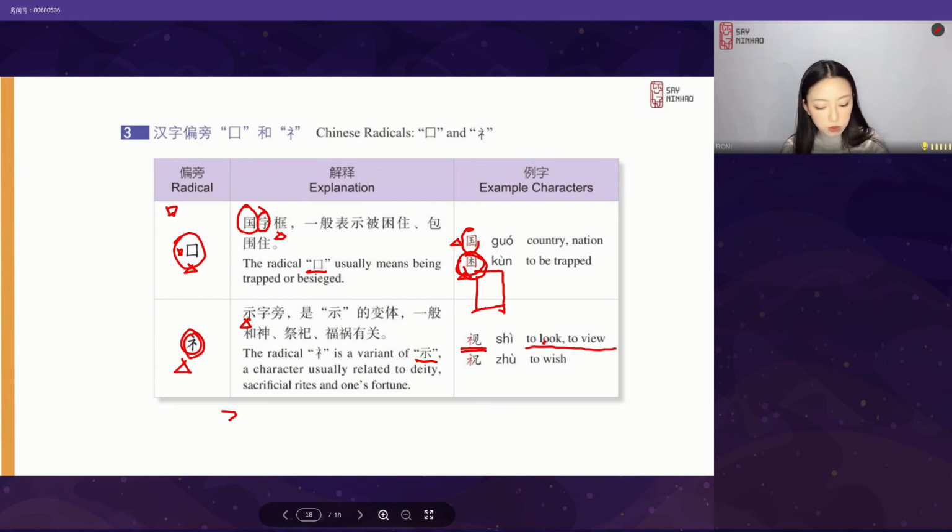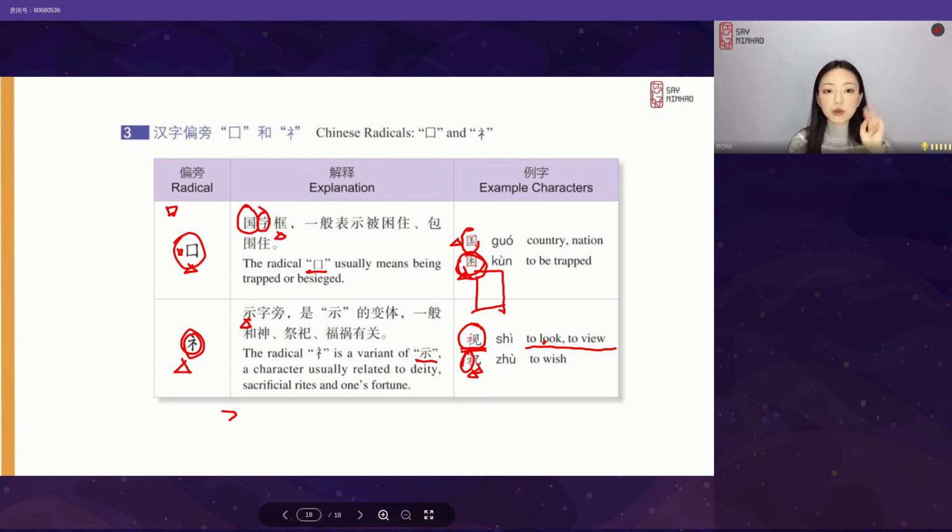Please pay attention to this word. We might come across it in the next lesson, okay? 视, to look, to view. Next one is 祝, to wish. And in ancient time, this action of wishing for something was conducted by the witches. That's why we will have this 示字旁 radical beside it, okay?